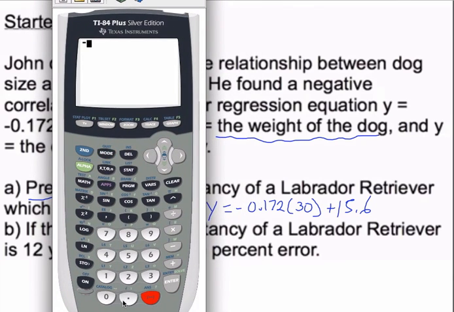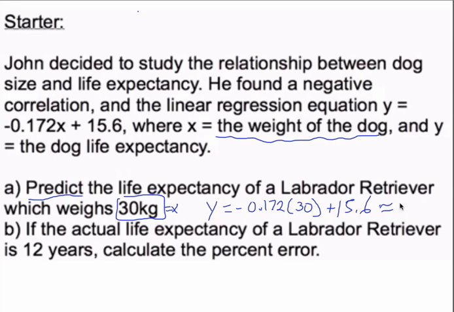Okay, we have negative 0.172 times 30 plus 15.6. That gives us 10.44, so that's approximately 10.44. That's life expectancy, so that's years. Our prediction is that a Labrador Retriever lives to be 10.44 years old. And if you look it up, the actual life expectancy of a Labrador Retriever is 12 years.